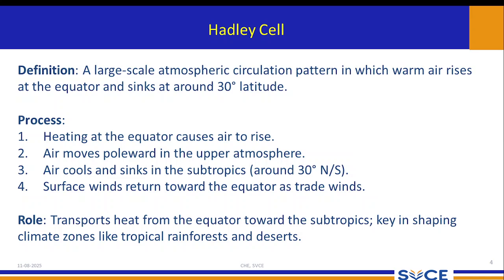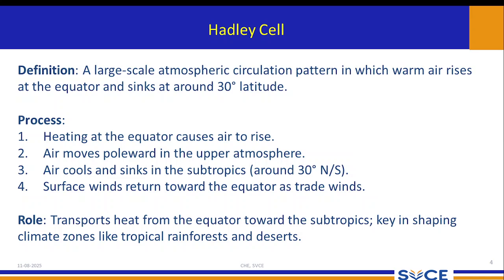The process has four steps. First, heating at the equator causes air to rise. Second, air moves poleward in the upper atmosphere. Third, air cools and sinks in the subtropics around 30 degrees north and south. Fourth, winds return toward the equator as trade winds.